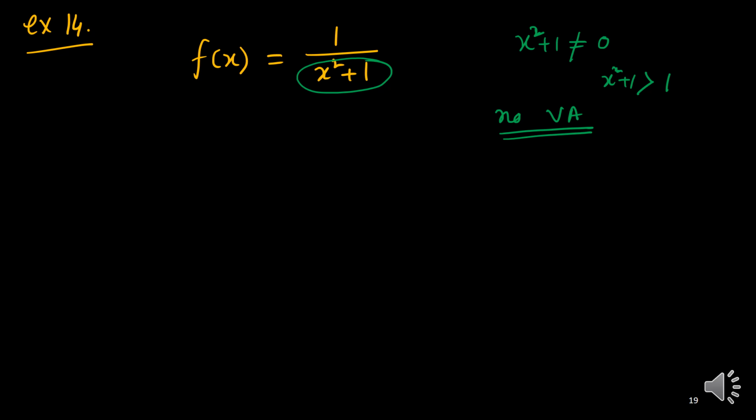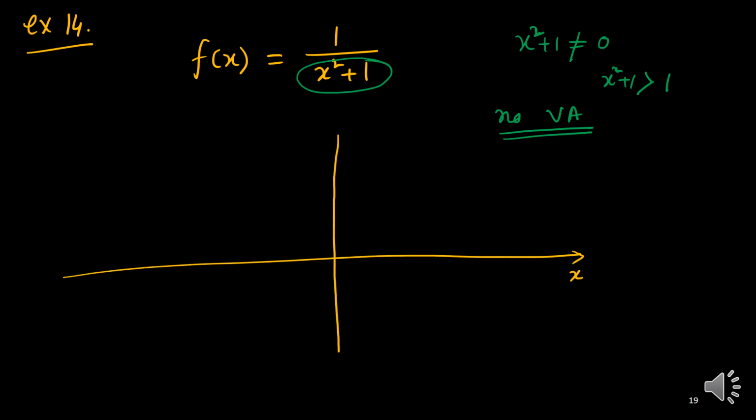Okay, for that case, what is the graph for this one? This graph is a little bit easy. This is x. Now at x equals 0, what is the value? 1 upon 0 plus 1, which equals 1 upon 1, that is 1. So it will start from 1.